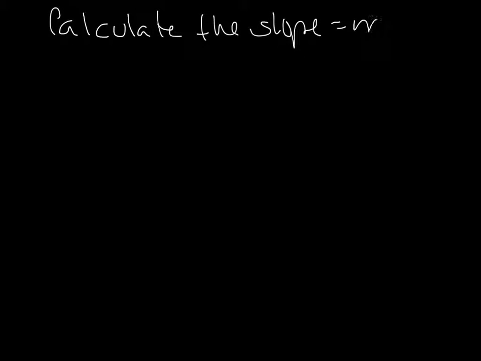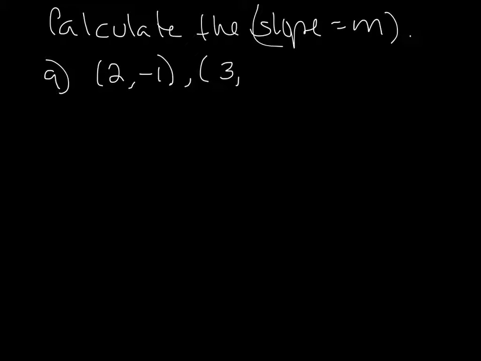Okay, so now let's calculate the slope. The slope, which we denote m, goes through 2 points. The first one is going to be, I'm going to give you 2 points, (2, -1) and (3, 5). Now, you can graph this quickly, you don't have to, but I'll go ahead and graph it just to make a point. No pun intended.